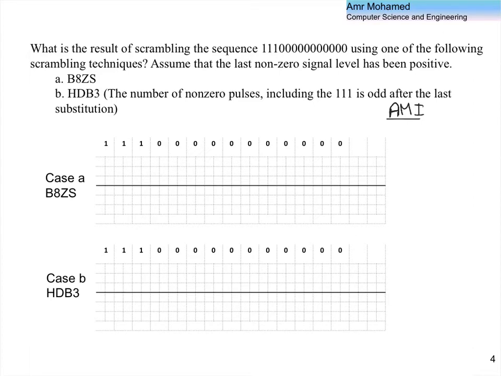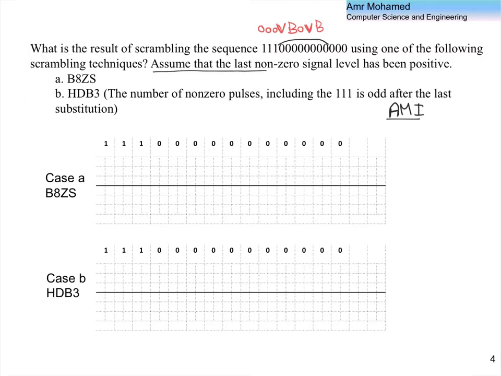So the way that we apply the scrambling is that we take, for case A, each consecutive eight zeros, and then we substitute each consecutive eight zeros with a specific pattern, right? Which we call B8ZS: zero, zero, zero, and then violate, and then bipolar, and then zero, and then violate, and then bipolar, okay?